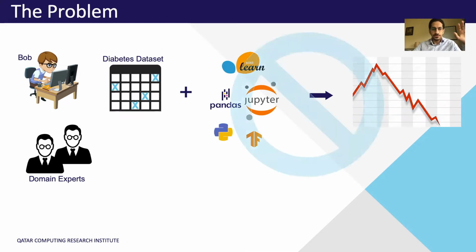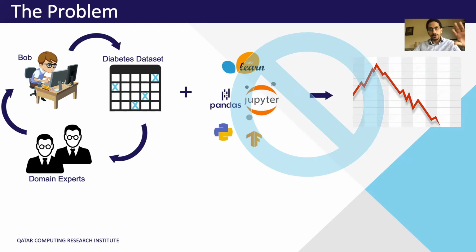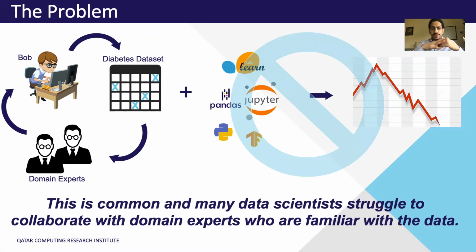So Bob stops his workflow, leaves his working environment, and tries to find ways to get the help of domain experts. He may export the data, send it via email, or upload it to a Google Sheet and share it, then wait for the collaborators to finish, download it and import it back, or maybe share it again with some other domain experts. It turns out that this is a common case, and many data scientists struggle to collaborate and get help from domain experts who are familiar with the data.